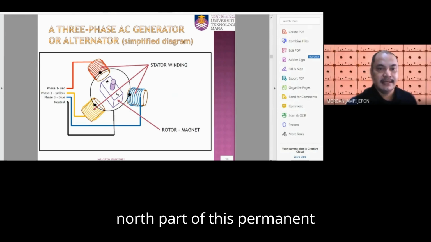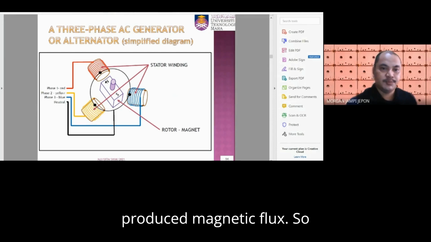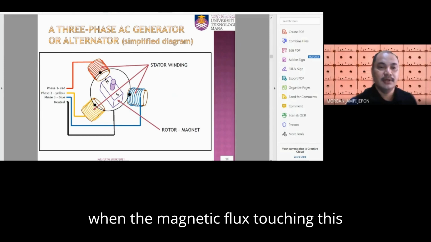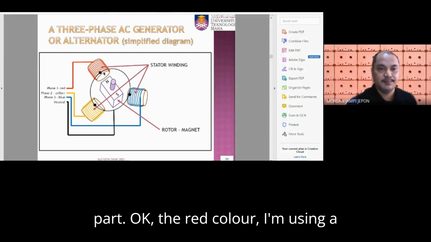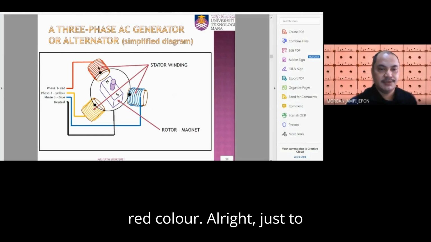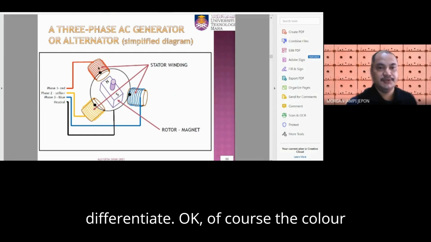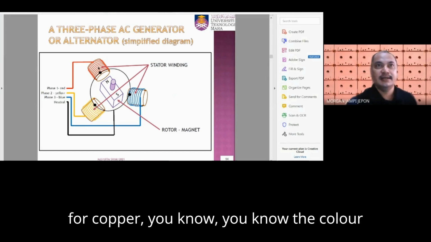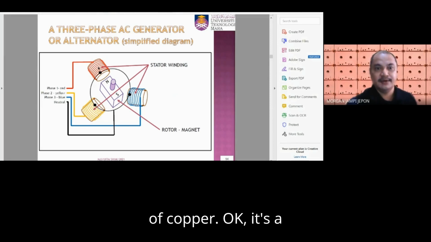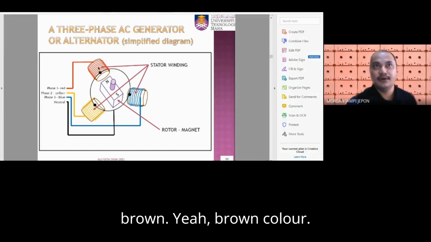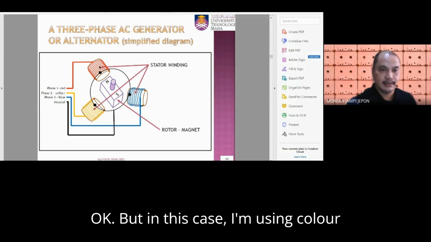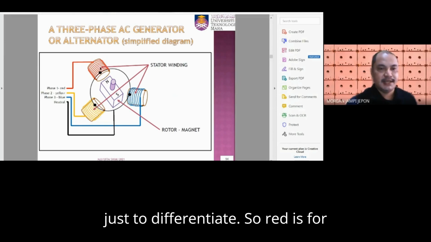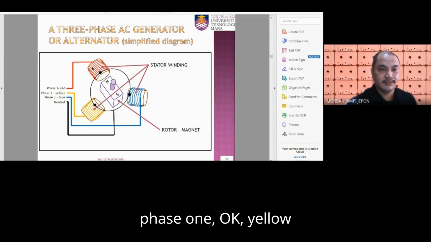The north part of this permanent magnet produces a magnetic flux. When the magnetic flux touches this part, the red color, I'm using red just to differentiate. Of course the color of copper is brown, but in this case I'm using color just to differentiate. Red is for phase one, yellow for phase two, and blue for phase three.